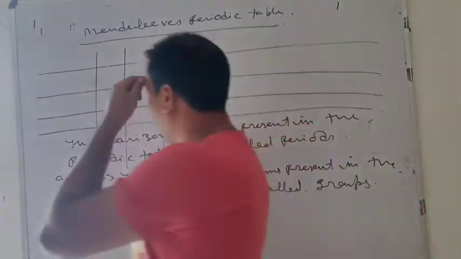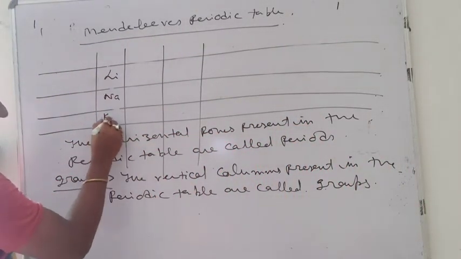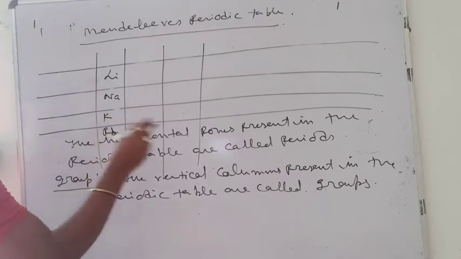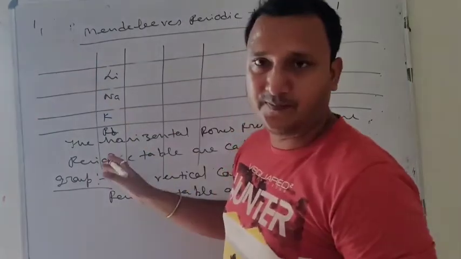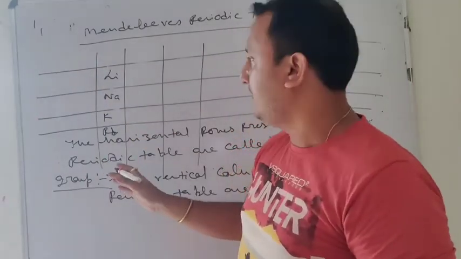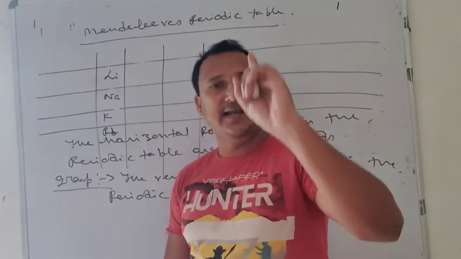Now, in a group, say in the first group, lithium, sodium, potassium, rubidium, cesium, francium are present. So this particular group, the first group, these are known as alkali metals. So all the alkali metals have a general valency, that is 1.